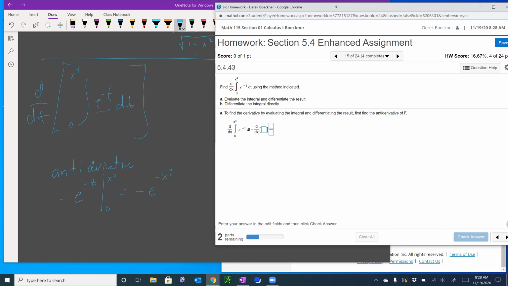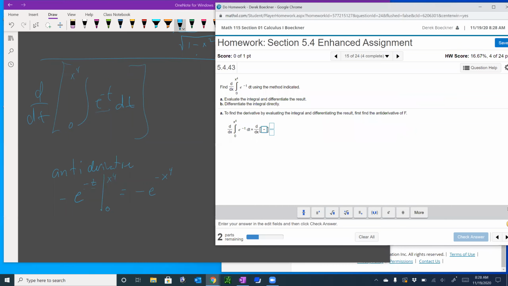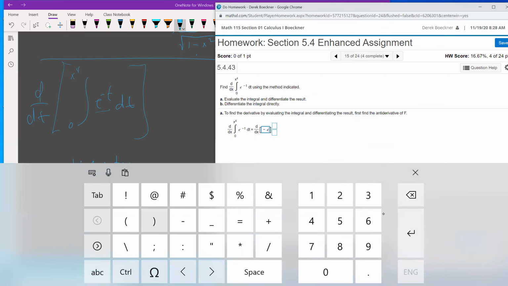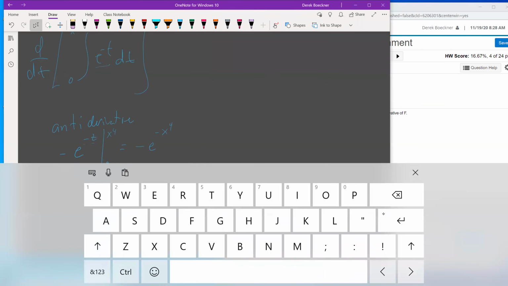I don't know what this pair of boxes is for, but I'm going to put minus e to the minus t in there, because that's what I'm going to take the derivative of. So you go minus e to the minus, I said x to the 4th, right? Yeah.